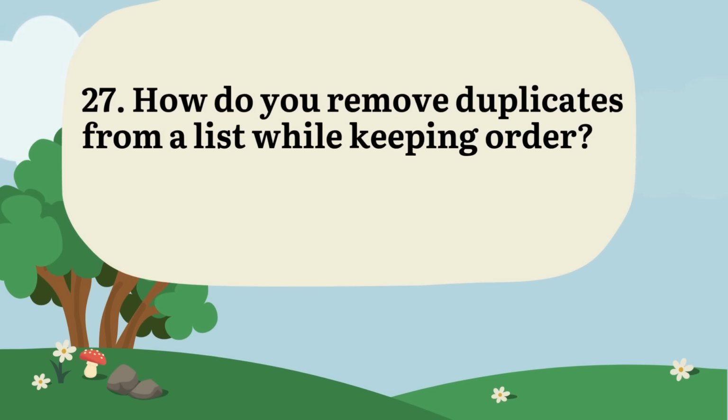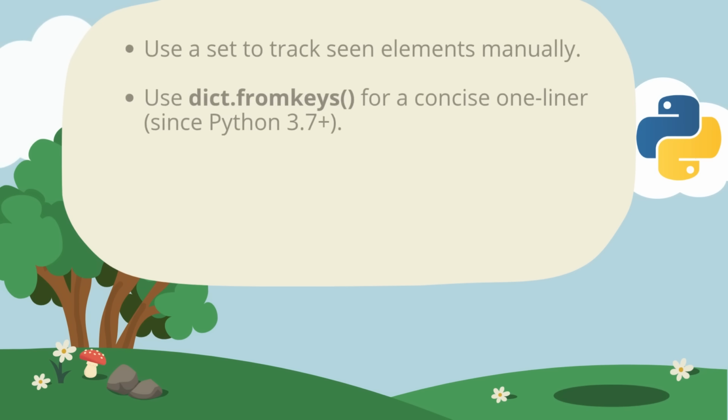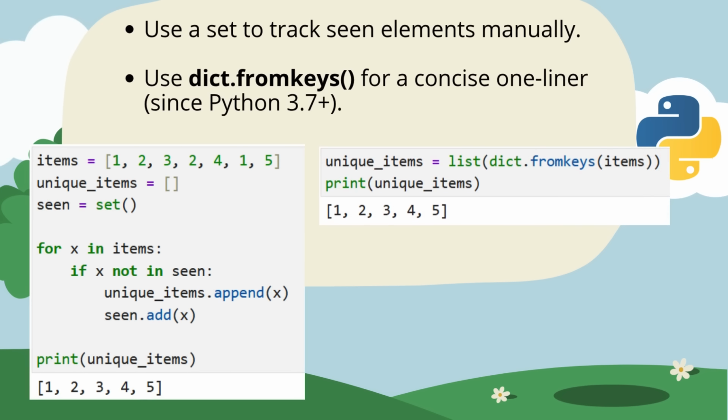Next, how do you remove duplicates from a list while keeping order? Using set removes duplicates but messes up the order. The trick is to use dict dot from keys. Just wrap it in list, and you get duplicates removed while preserving the original order.